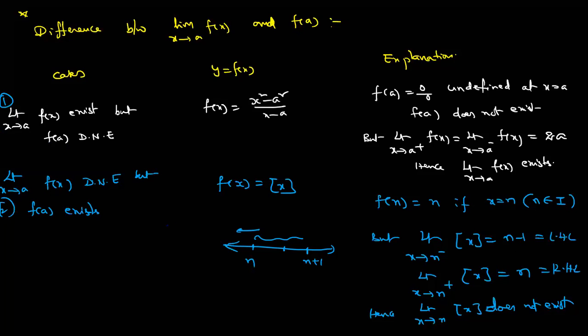1, 2, like that. Right now, limit x tends to 2 minus, integral part of x is how much? 1 only. I'm writing for you. Limit x tends to 3 plus, integral part of x is how much? 3 only. That's why I have given some examples. Limit x tends to 3 minus, integral part of x, how much? 3 minus 1, that is 2 only. That's the meaning.